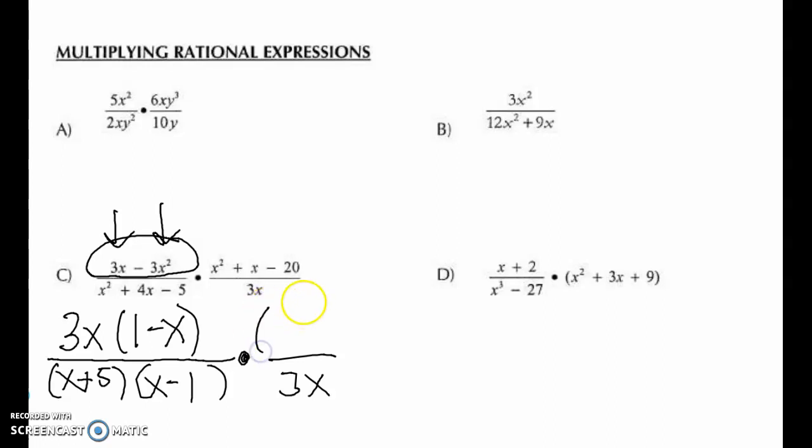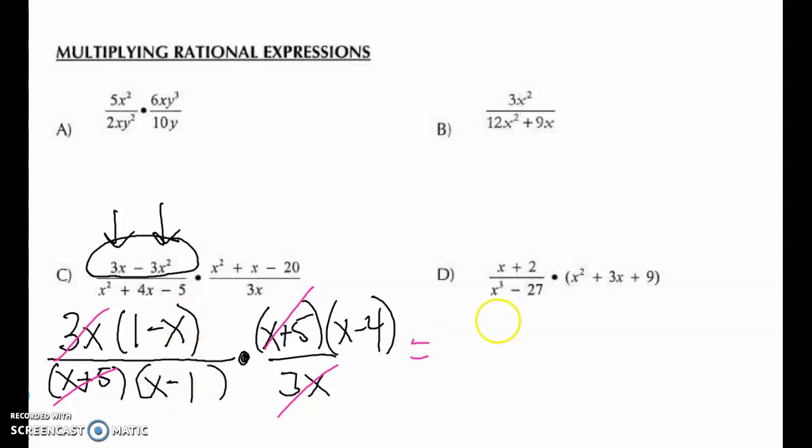Alright, so let's try to factor this trinomial, and let's see, that's going to be x plus 5 and x minus 4. Oh my goodness, what do we have going on here? Okay, let's take a look. Well, the 3x's can cancel out. The x plus 5's can cancel out. Now, you're probably asking, well, what is x minus 1? Is x minus 1 the same thing as 1 minus x? No, it's not the same thing.